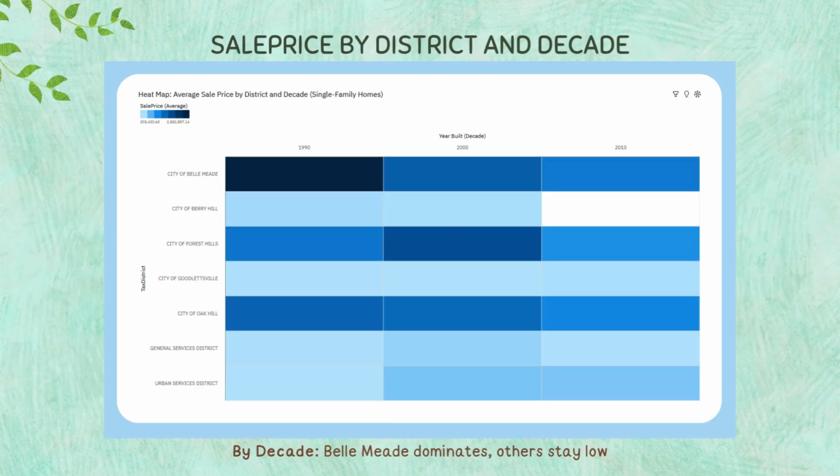This heat map looks at sales prices by district and decade. Belmead dominates across every time period, while Goodlettsville stays on the lower end. Heat maps are great for showing relative strength across categories and time. This chart makes the long term trends really clear at a glance.